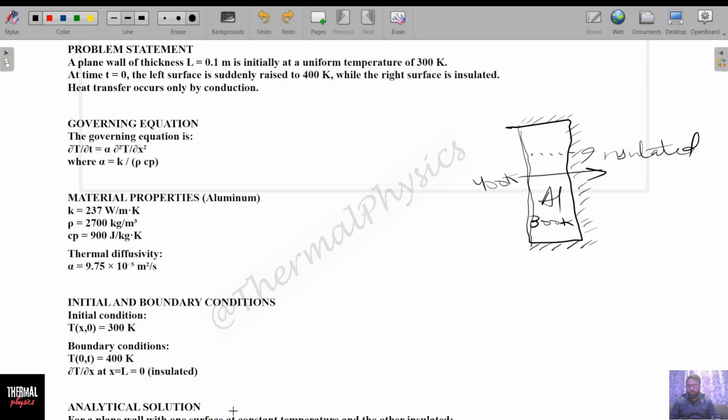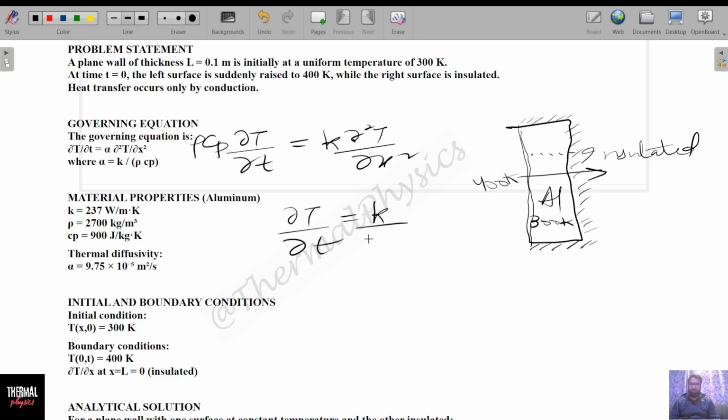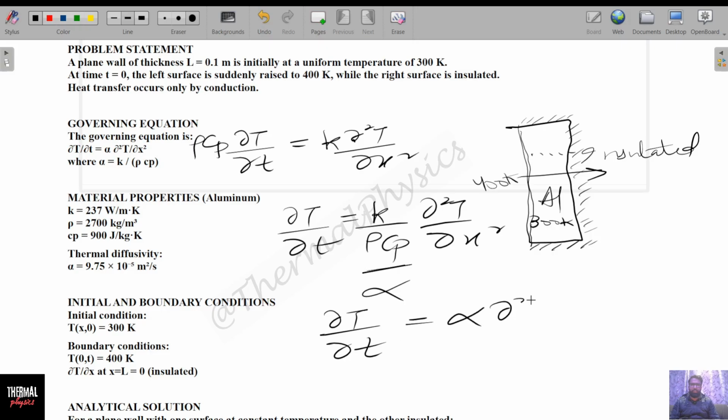Now we have this governing equation, rho Cp dou T by dou t is equal to K dou 2T divided by dou x2. Now if we find dou T by dou t, we will divide by rho Cp, giving K over rho Cp times dou 2T divided by dou x2. Now this term here is alpha, we call it diffusivity or thermal diffusivity. Dou T divided by dou t is equal to thermal diffusivity times dou 2T divided by dou x2. Now this thermal diffusivity basically means how heat spreads inside the material.